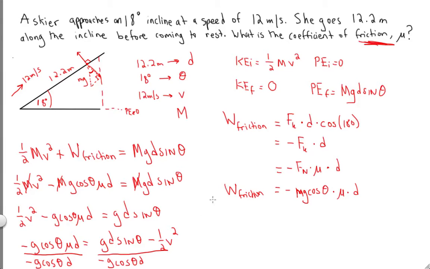So our final expression for the coefficient of friction is equal to negative g d sine theta minus 1/2 v squared, divided by g cosine theta d. Now this expression here means that it did not matter what numbers they gave you in the problem. You could just substitute them in right here. I've done the math and I plugged it in, and we get a final answer of a coefficient of friction equals 0.308.